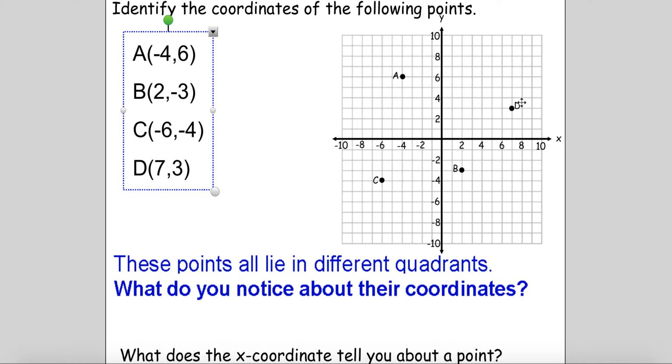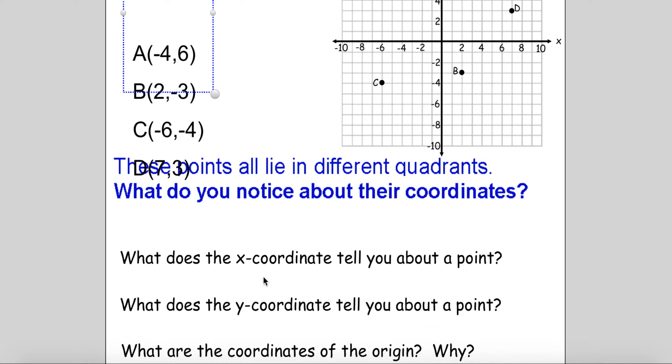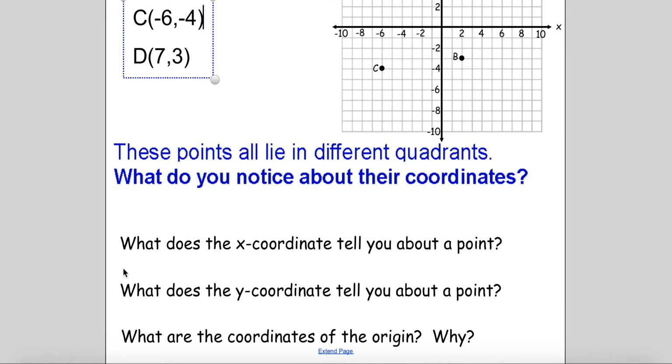Now looking at this, we can see that D is in quadrant 1, A is in quadrant 2, C is in quadrant 3, B is in quadrant 4. What does the x-coordinate tell you about the point? It tells you whether it goes right or left: positive to the right, negative to the left. Y, up or down: positive up, negative down. What are the coordinates of the origin? 0, 0, because we don't move. We don't go left, right, up, or down.